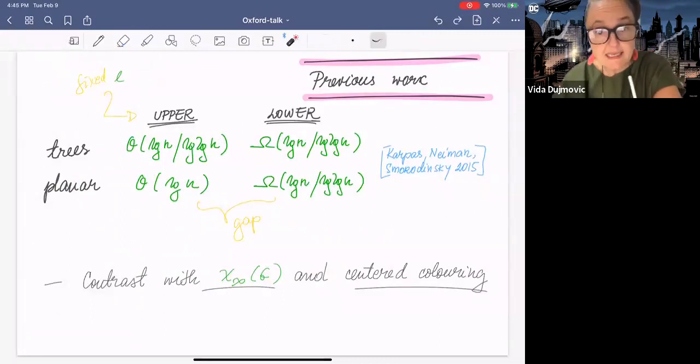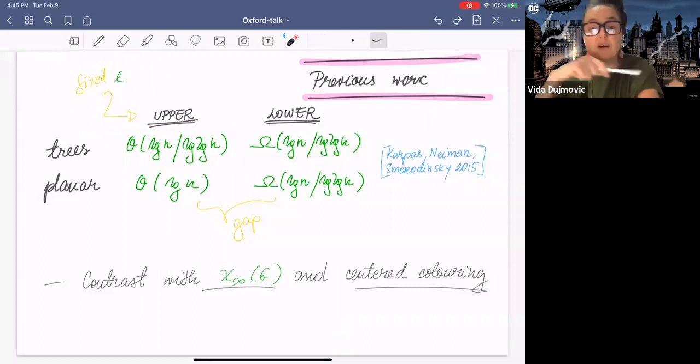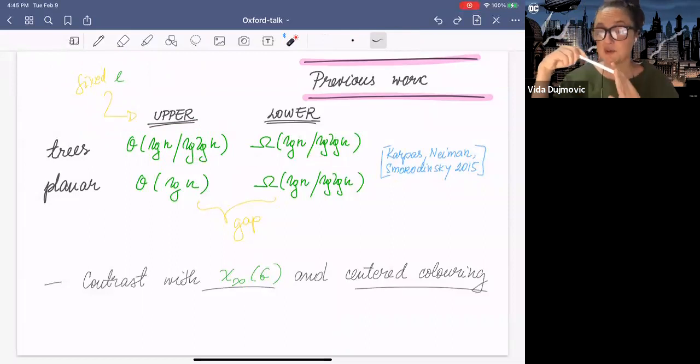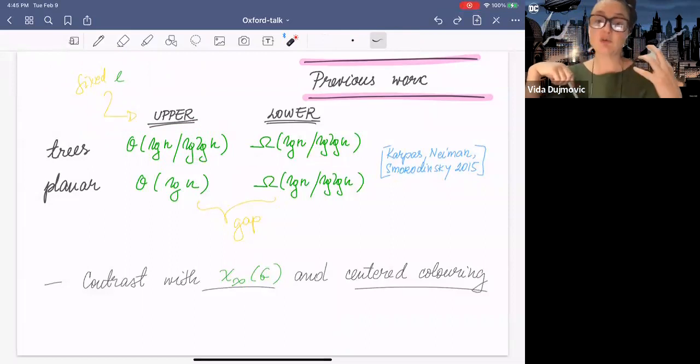Okay, so for fixed L, so paths of some fixed length L, you can color a tree with at most log n over log log n colors. And actually that's best possible. So unlike the other problems I was mentioning, such as queue layouts, non-repetitive colorings, and so on, where the correct answer turned out to be constant, here the correct answer is not a constant number of colors. So for trees, we know the correct answer.